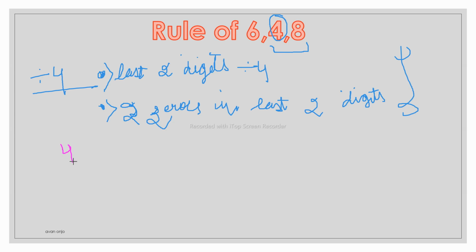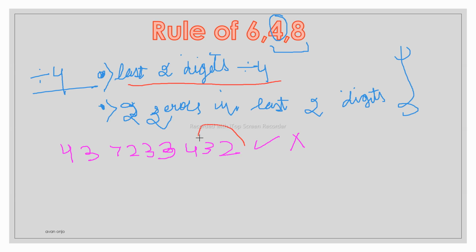So let me give you a number, say 437233432. If I give you this number, you have to tell whether it is going to be divisible by 4 or not. So if I look at the rule, it says that the last two digits should be divisible by 4. So if I look at the last two digits, I get 32. So I have to see whether this 32 is divisible by 4. In the table of 4, very clearly you can get 32 as 4 into 8.